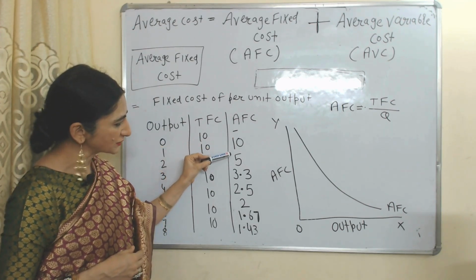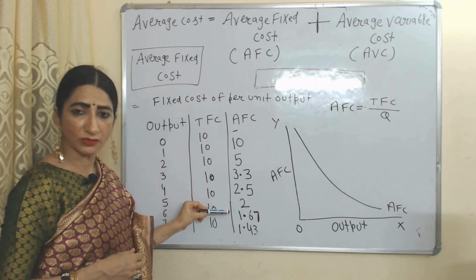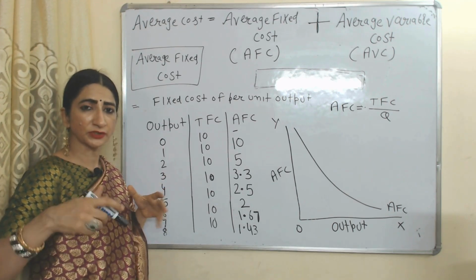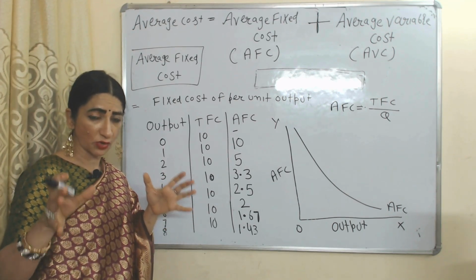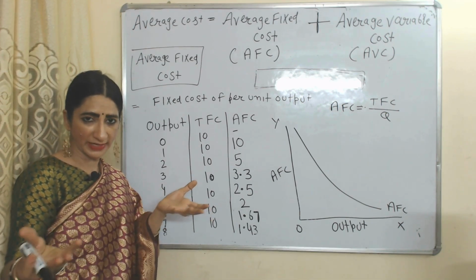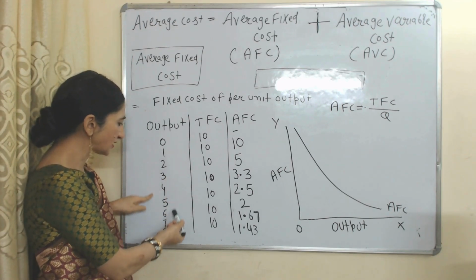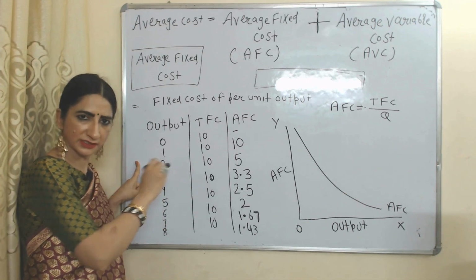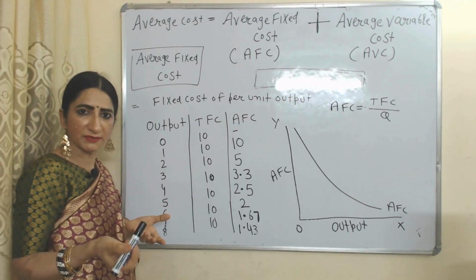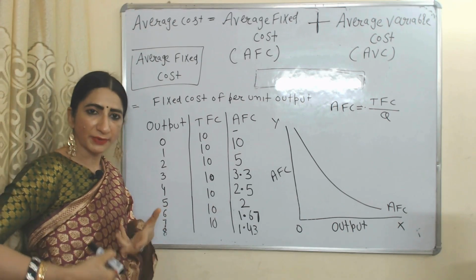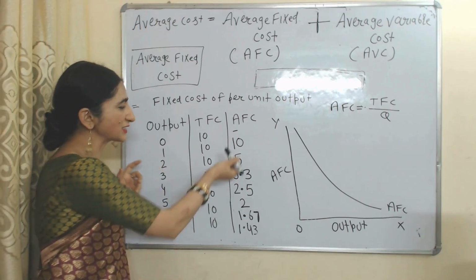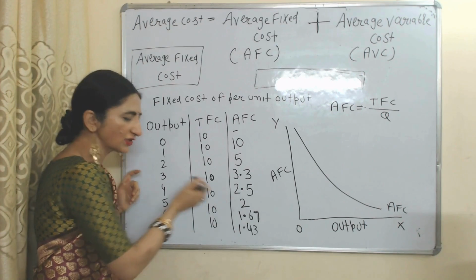Here you can see average fixed cost is continuously reducing, but why? Initially at 0 output you are paying rent, which means there is so much burden of paying rent, but as you increase your output, your fixed cost is the same, meaning your rent remains constant. Obviously, the burden of rent is reducing as you increase output. That's why average fixed cost is continuously reducing.